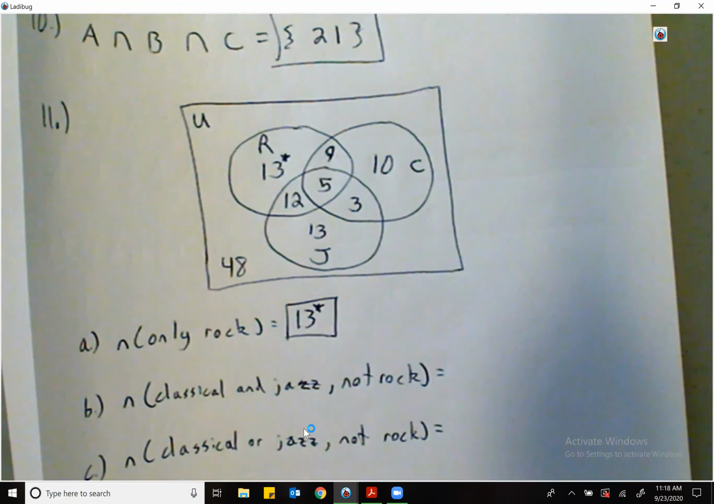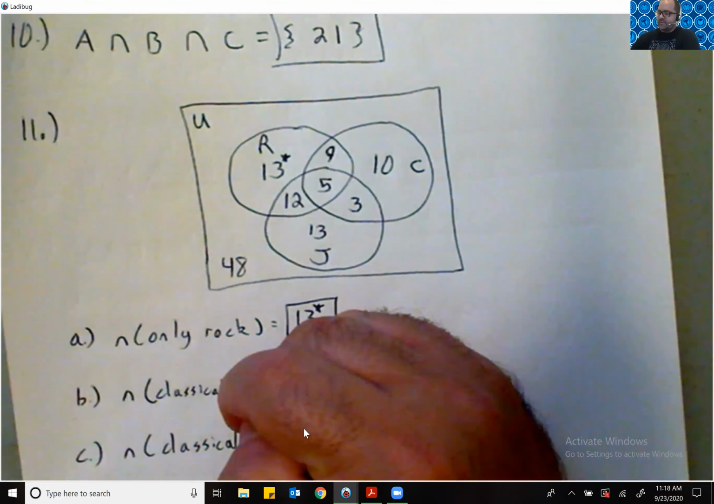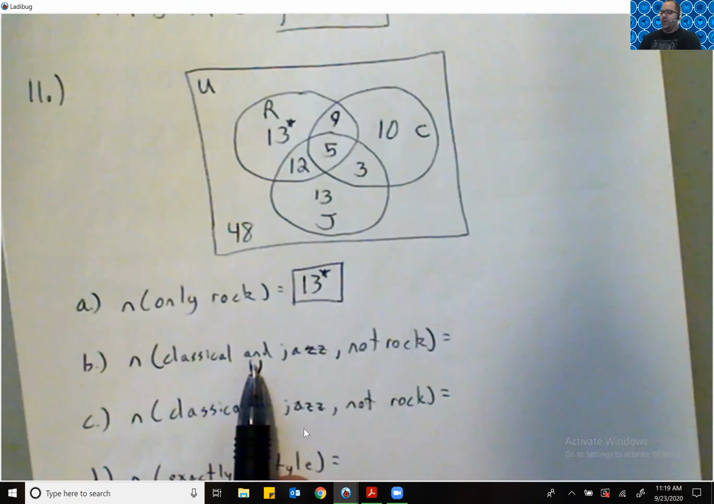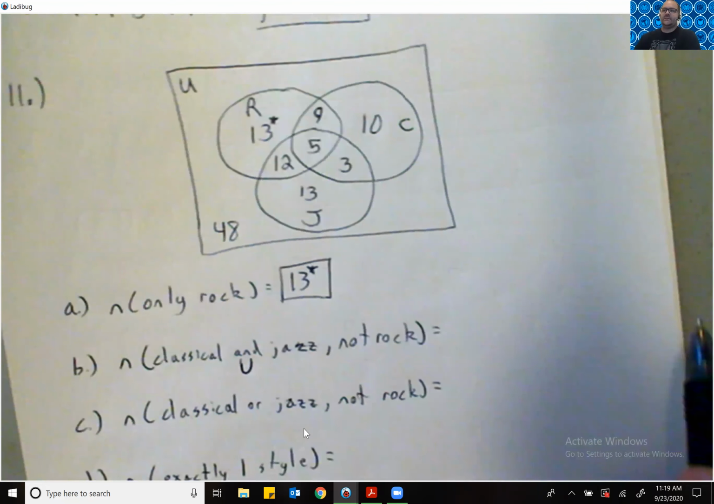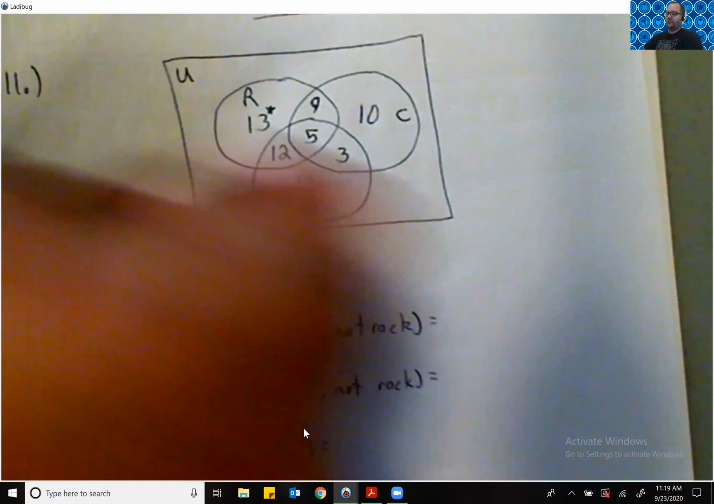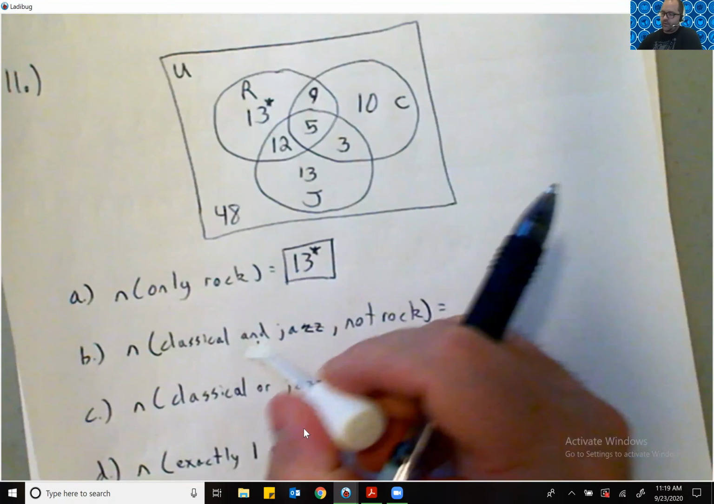Complement? Nope, not a complement. Is it either? Intersection? It is an intersection. So what this is talking about is the intersection of classical and jazz. Not represents one of our symbols. Is it... sorry, I put the union symbol there. It should have been intersection. Not represents one of our symbols. Is it the union or the complement?